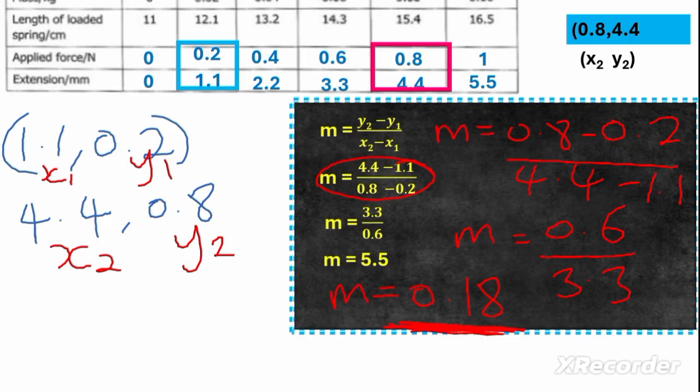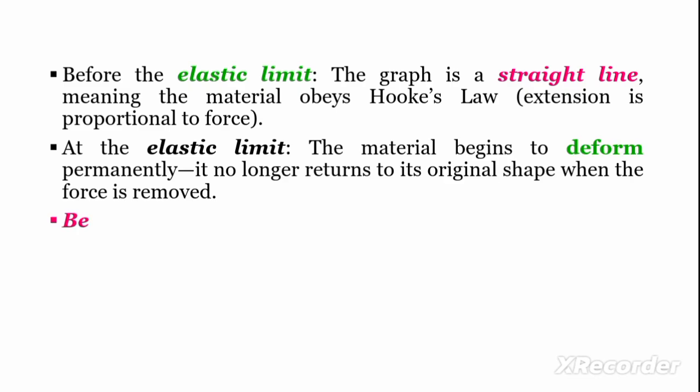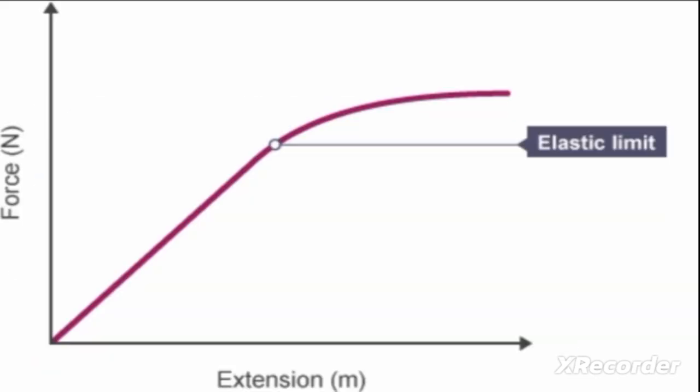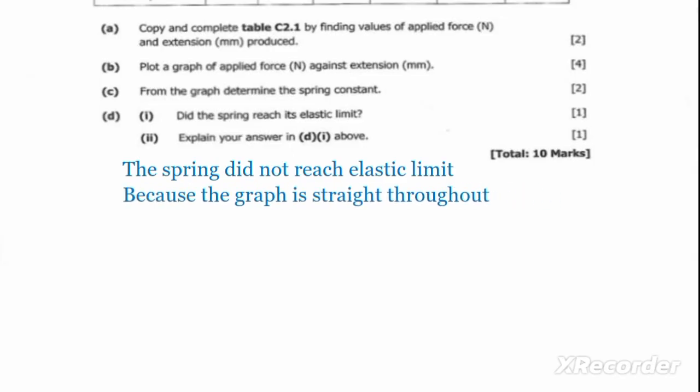The graph is straight. So therefore, we are going to say this one did not reach the elastic limit because our graph is straight throughout. The spring did not reach the elastic limit. Roman numeral 2, give the explanation: because the graph is straight throughout. We are done with this question. Let us move to the next question.